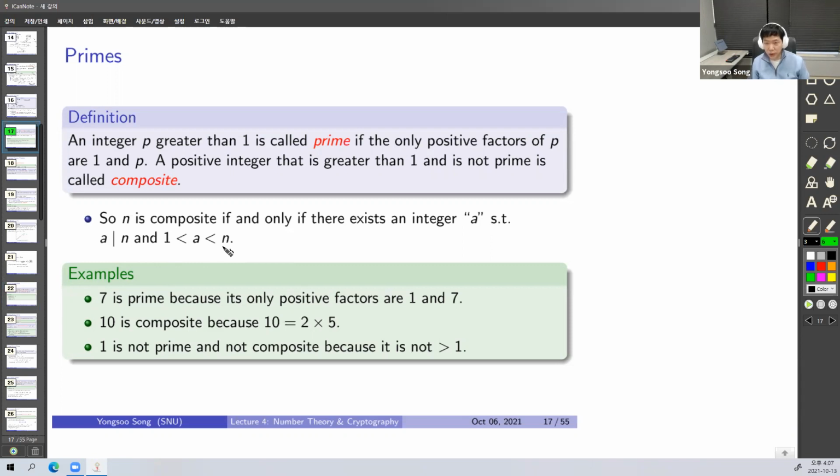So there are three types of positive integers: 1, primes, and composite numbers. Any positive integer belongs to exactly one of these subsets. So 7 is prime, as you know, and 10 is a composite number, and 1 is neither prime nor composite because it is not greater than 1. So there are three types of integers.